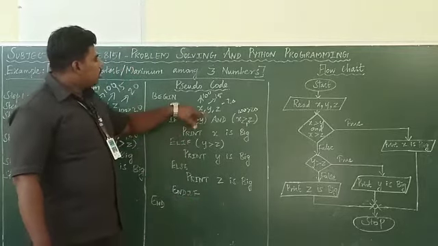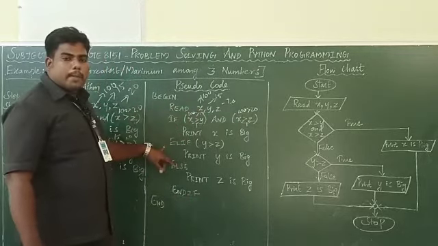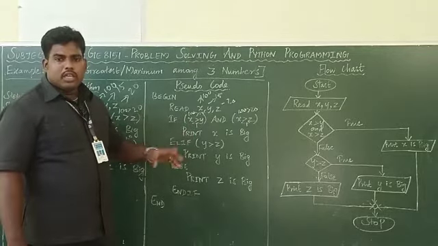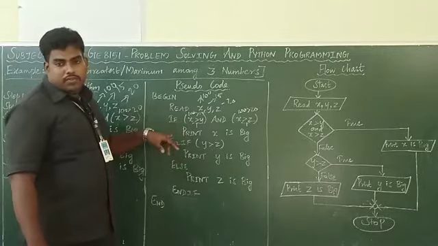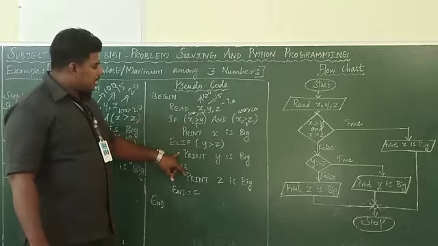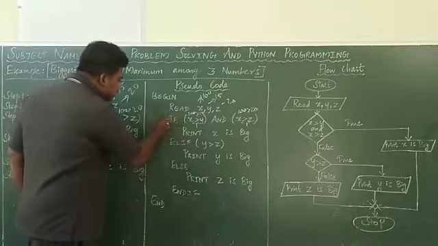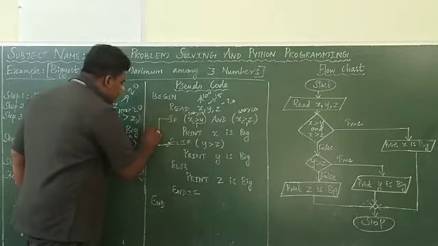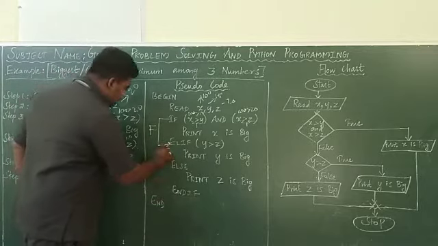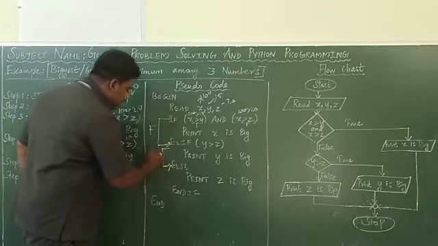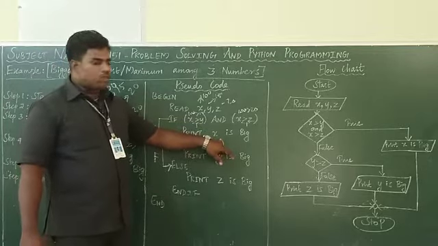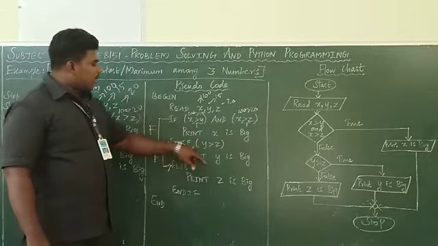Suppose if the first condition is false means what will happen? It will come elif. Elif is nothing but else if. It's a combination of else if. If the first condition is false, it will come to the second condition. Again, if this condition is false, it will come to the else part. If it is true means the inner statement will be executed. So next condition, Y greater than Z.